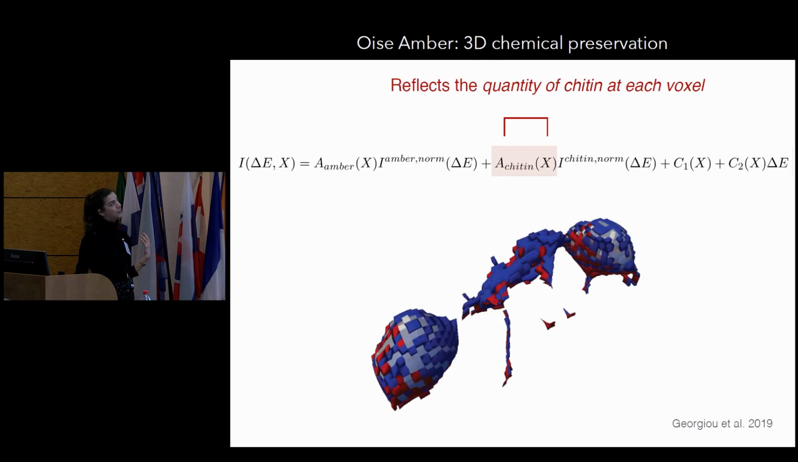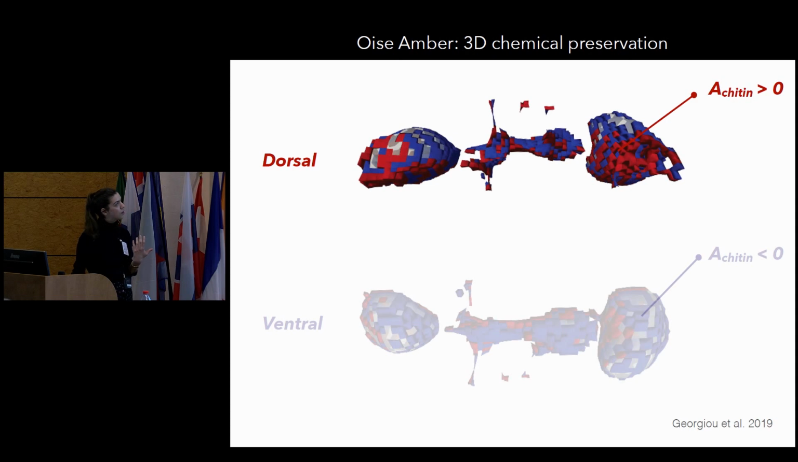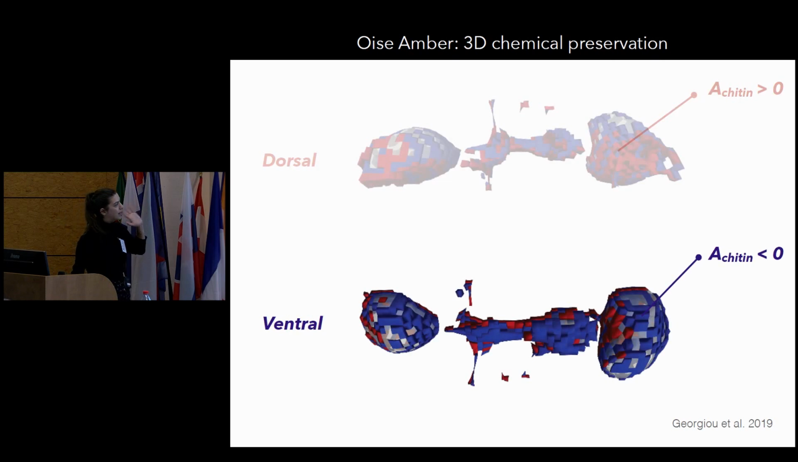Here you see how the A-chitin is distributed in the whole ant. In red, we see that on the dorsal surface of the ant we have a positive A-chitin parameter, while on the ventral surface we have a negative one. This is because our model is lacking this aliphatic component that I showed you before.